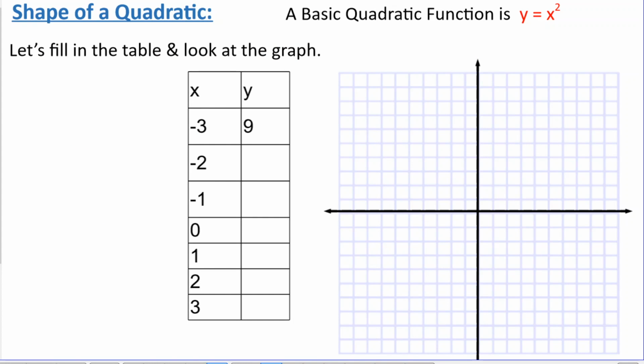So what does one of these look like? Let's start with our most basic quadratic function, y equals x squared. When I'm looking at a table of values, I'm saying what x is related to what y values. Remember, an equation is like a set of instructions. If our equation is y equals x squared, it's saying I can find a y value by taking an x value and multiplying by itself, by squaring it.